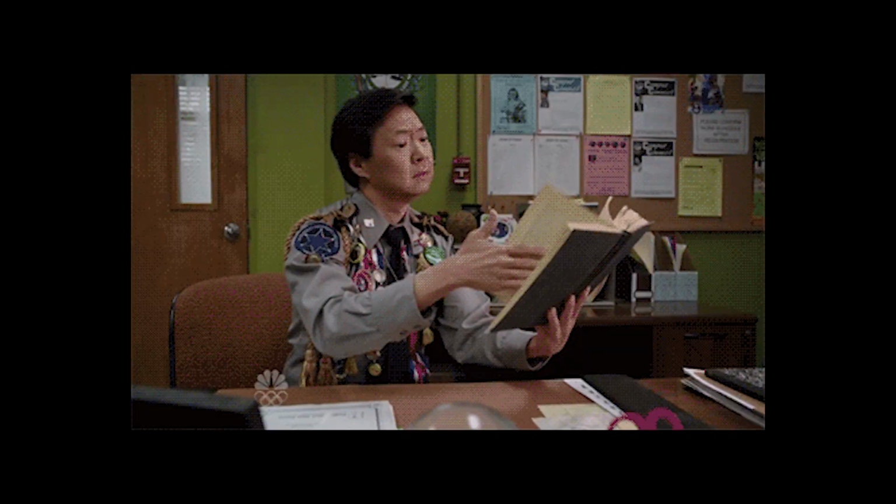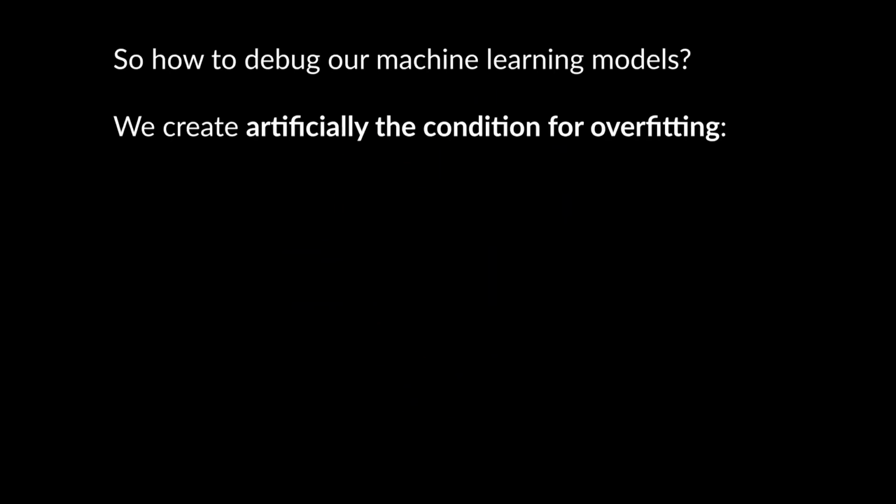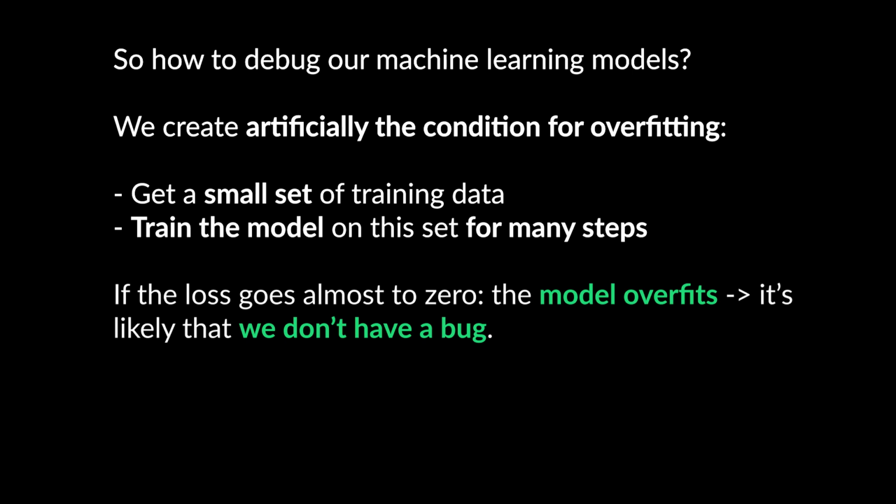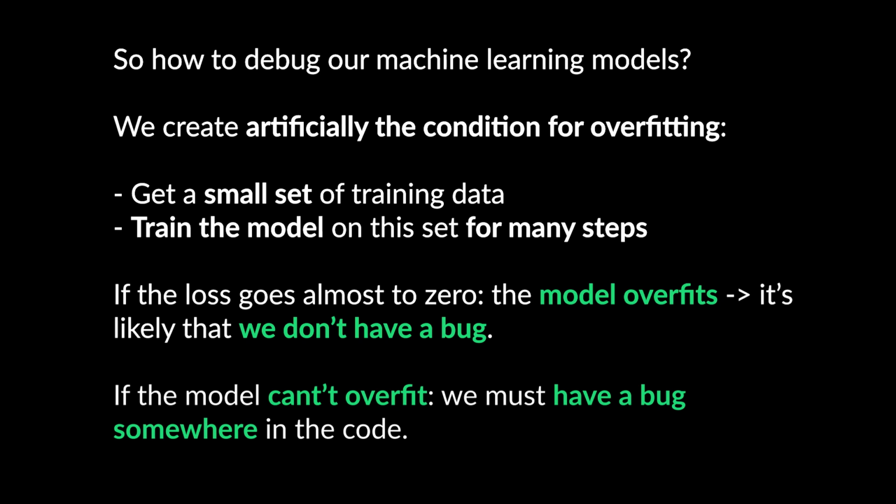If you think about it, if your model overfits, it means that it was able to learn on the training data. Then it's a clue that your training process does not have any bug. To debug your model, the idea is to create artificially the condition for overfitting. It's simple. You take a few batches of your training data and you train your model on this small sample size. If the model overfits, it means that your training process is bug-free. If it's not overfitting, you likely have a bug somewhere in your code and you can inspect and find it before training on the whole dataset.